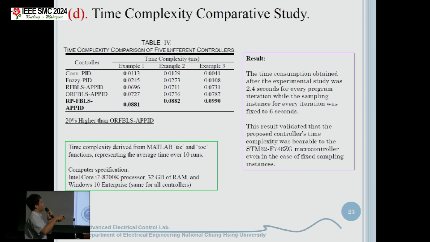And for the result, as you can see here, for this system it runs 2.4 seconds for every sampling. But the total sampling instant for this system is 6 seconds, so we still have 3.6 seconds spare for this program to run, so it is safe to run it on this microcontroller board.